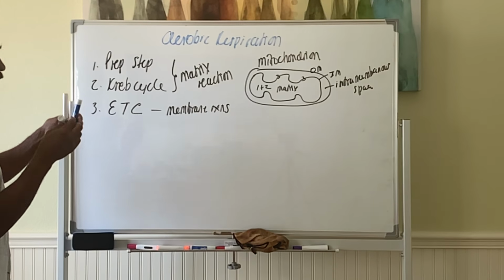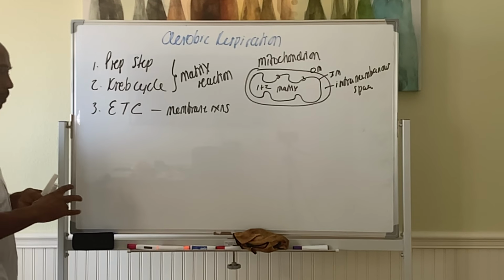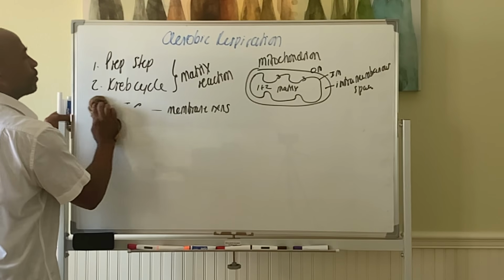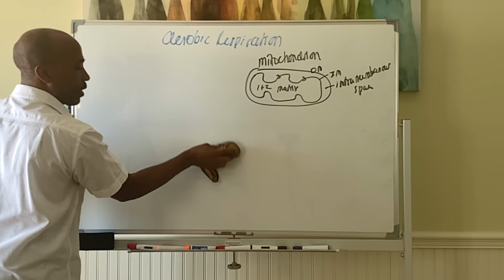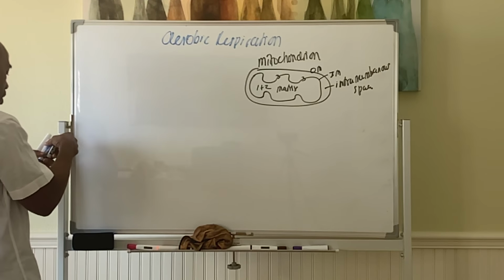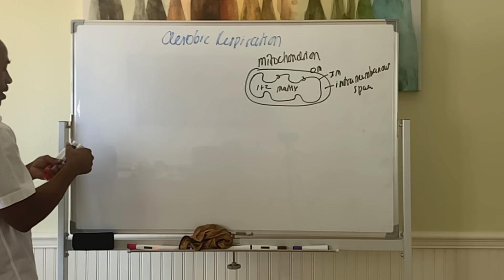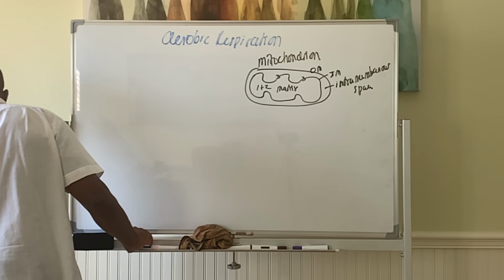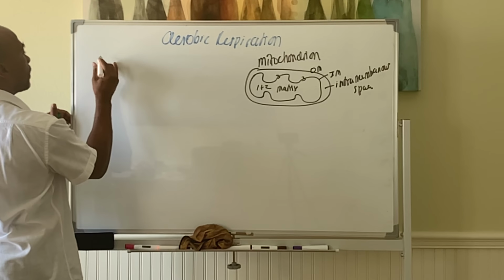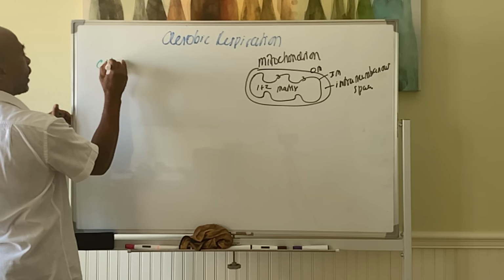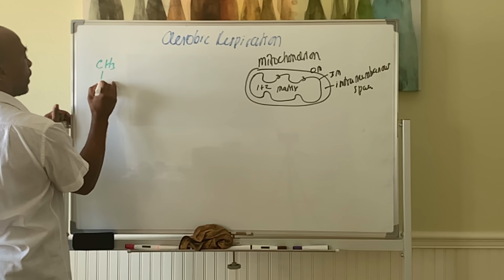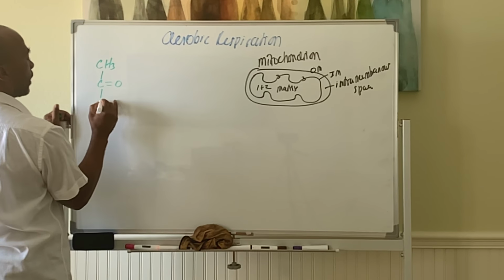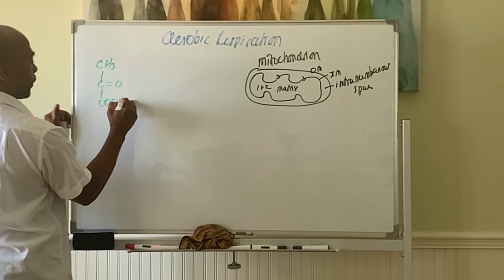Now, let's first look at the prep step. So the prep step here is, again, another 1-step where you have your pyruvate, CH3. All right, here's the pyruvate hanging out here.